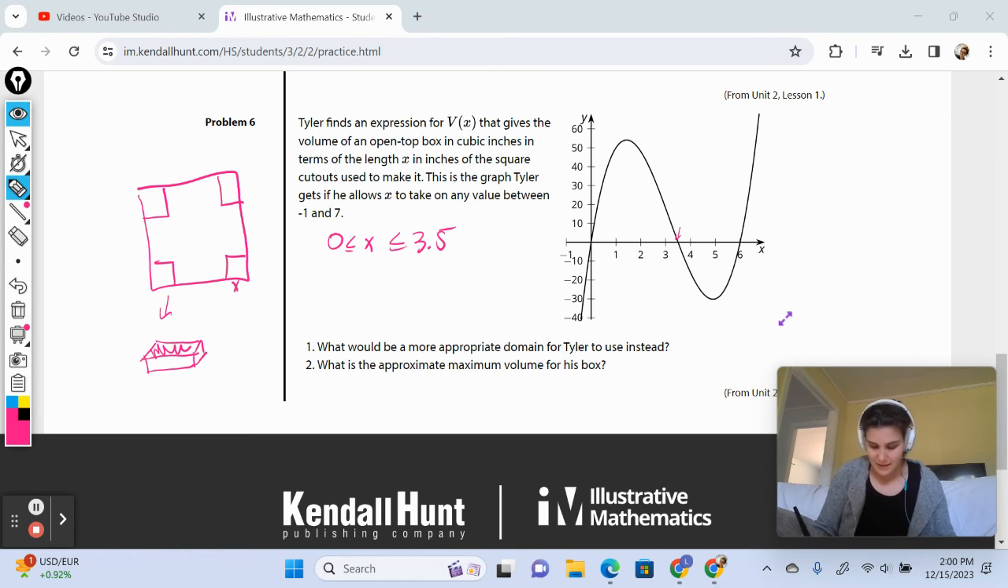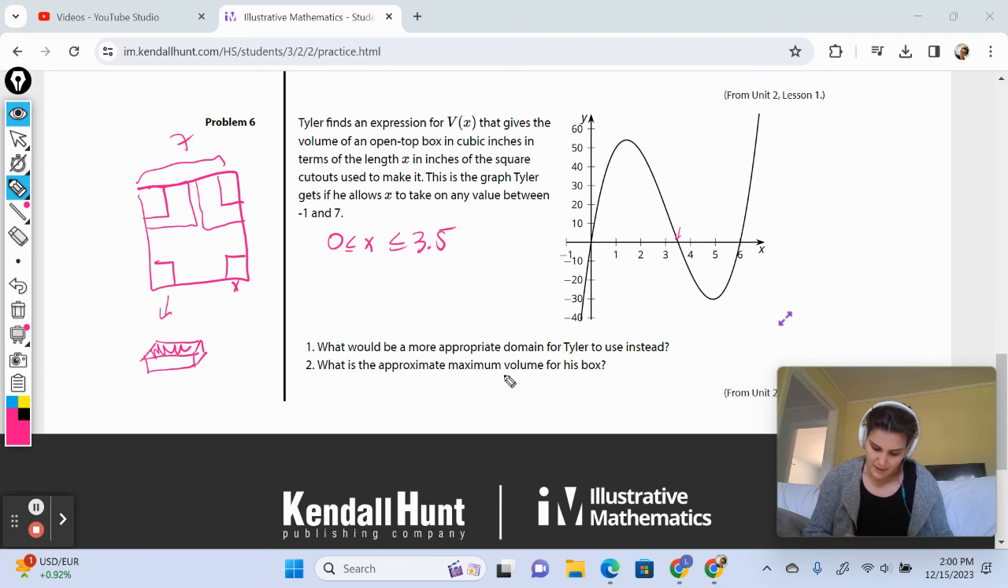Probably, my guess is that this whole length was 7 inches, which is why that was his domain. And it starts to get really messy around 3.5 because that means we cut out squares so big that we basically have very little paper left to actually fold into that box.